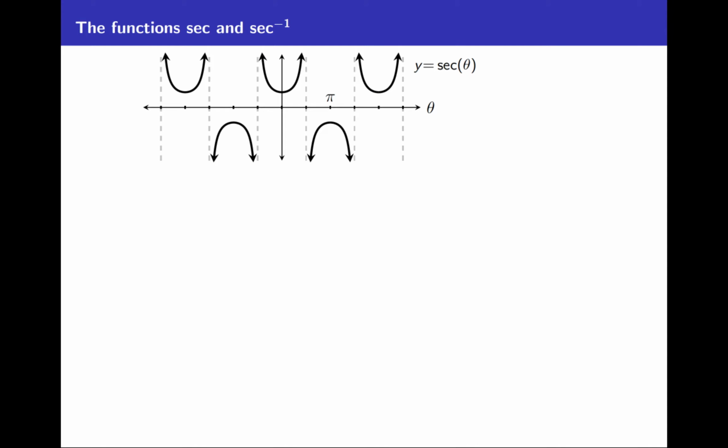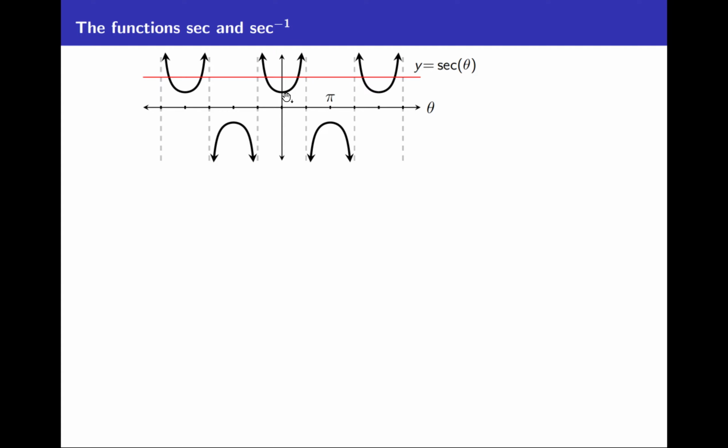Let's move on now to the functions secant and secant inverse. And I've drawn here a graph of y equals secant theta. And like any trig function, it's not one-to-one. It does not have an inverse. So we're going to restrict its domain to get an inverse.